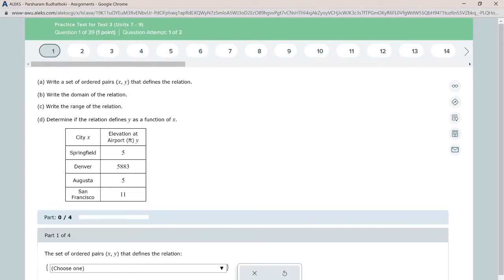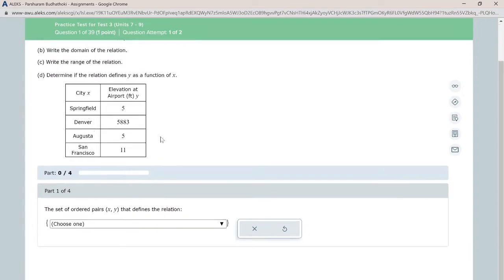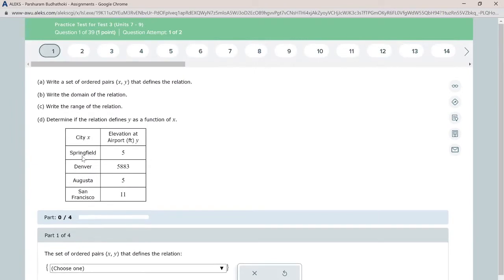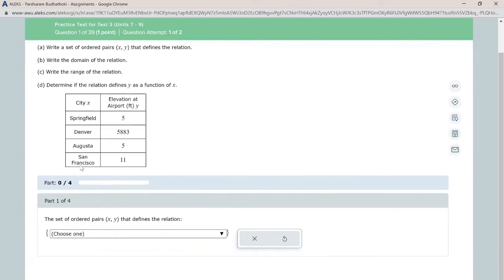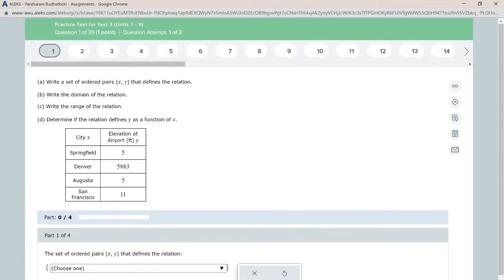So first question, write a set of ordered pairs x comma y. So as you can see here, the first column is x, which is the name of the city, and then second column is y, which is elevation of airport of that city. Okay, we just have to make a set of these ordered pairs. So Springfield comma 5, Denver comma 5883, Augusta comma 5, San Francisco comma 11. So that's how you write down set.